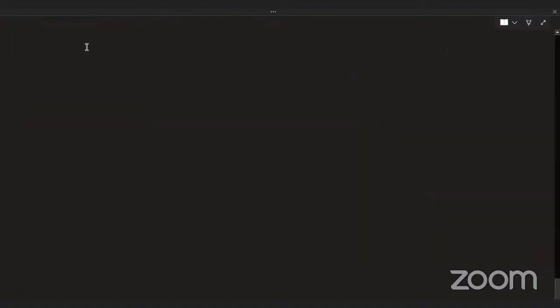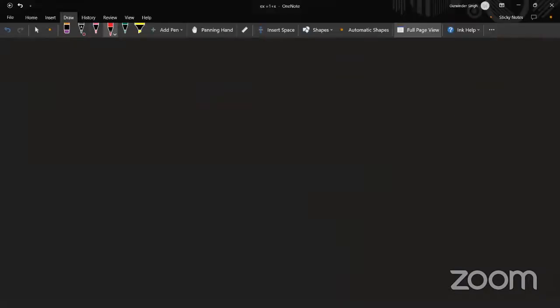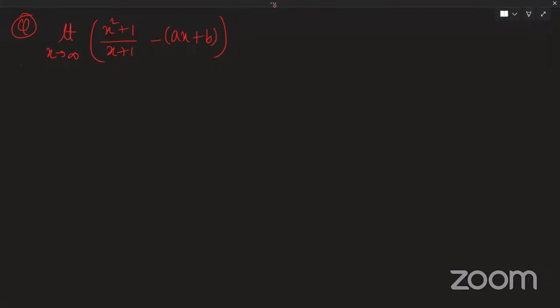Okay, so we will just look at a few more similar questions, but now requiring a little bit more concept. You have got limit x tends to infinity, x square plus 1 by x plus 1 minus ax plus b, and this thing is equal to 0. So it is asking me to find a and b.